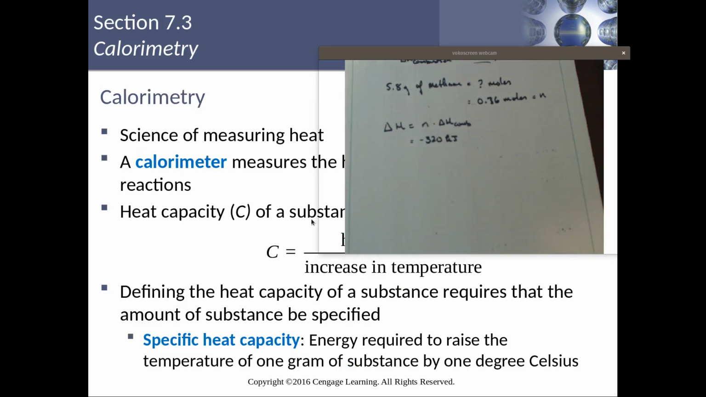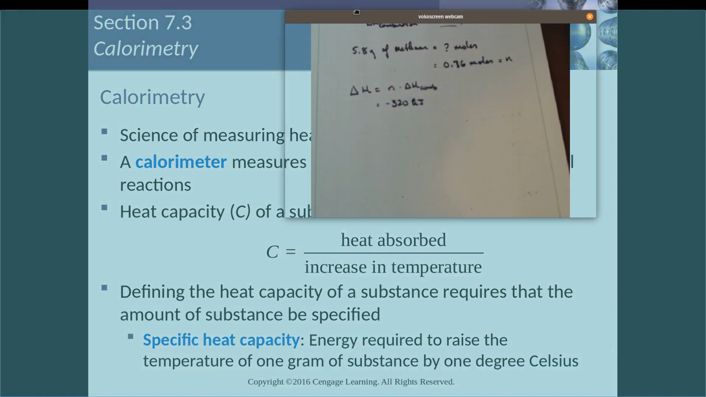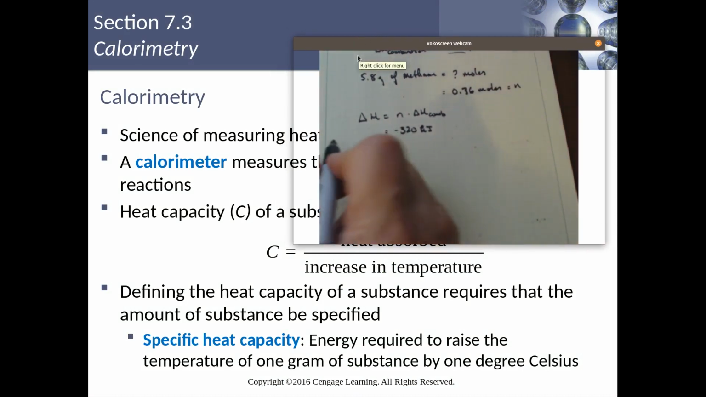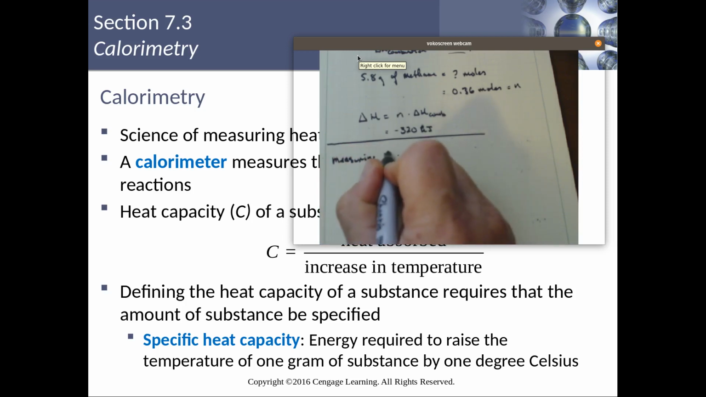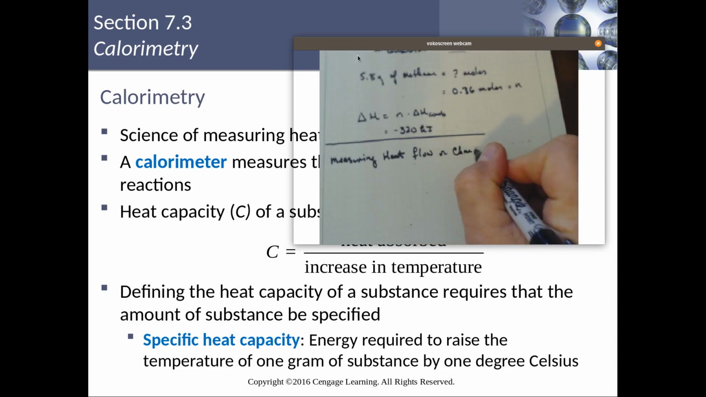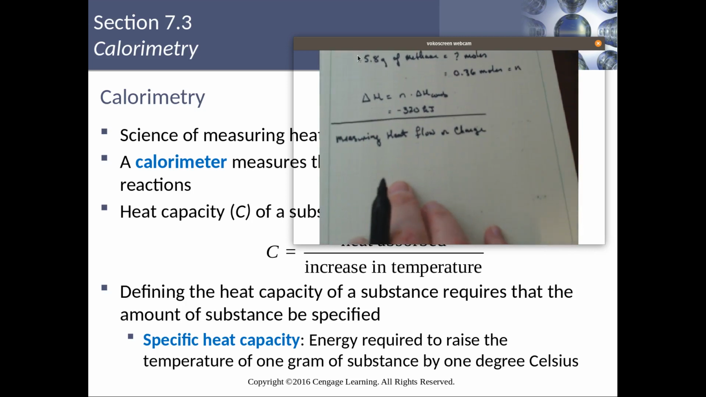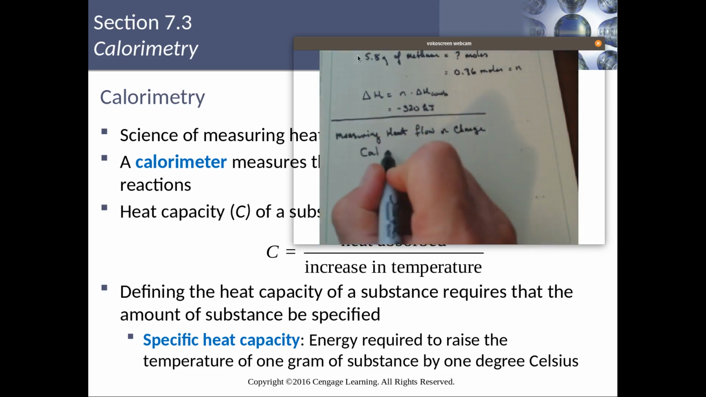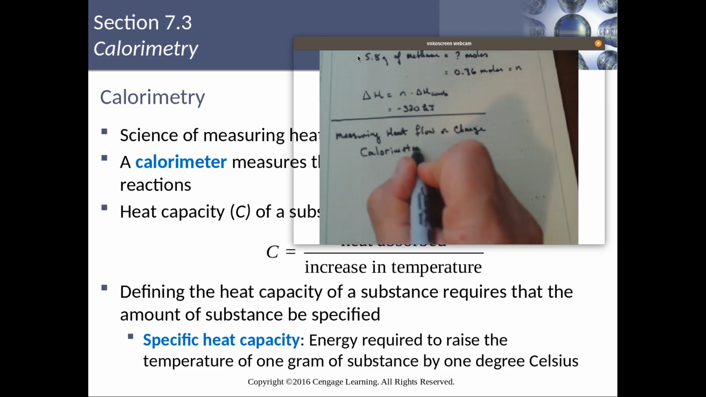Okay, let's go back one. Now, how do I actually measure this? If I want to measure the heat flow or change, that is called calorimetry. It's called calorimetry.